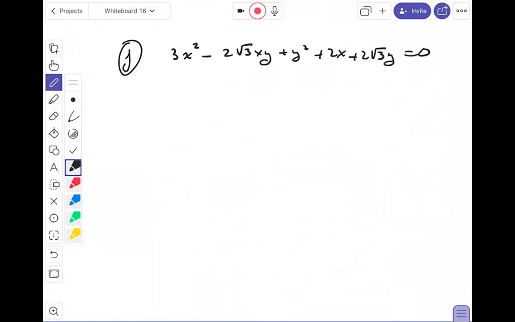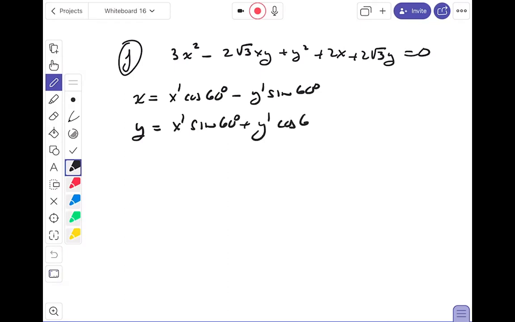What they tell me is to use those formulas that we derived in class, right? So x equals x prime cosine 60 degrees minus y prime sine 60 degrees. We'll do that. Before I do that, I want to write the other one. They say y equals x prime sine 60 degrees plus y prime cosine 60 degrees. These are the same formulas we used in class. I need to rewrite these though. x equals x prime, well, the cosine of 60 is going to be a half, and the sine of 60 is going to be root 3 over 2, right?